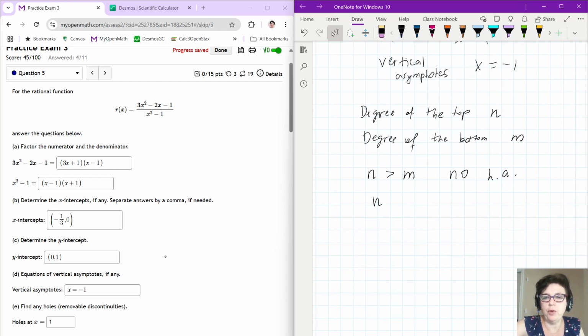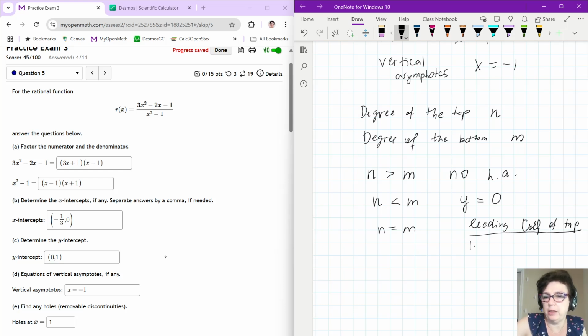If the degree of the top is less than the degree of the bottom, then your horizontal asymptote is going to have equation y equals 0. And finally, if the two degrees are the same, then you take the leading coefficient of the top divided by the leading coefficient of the bottom.